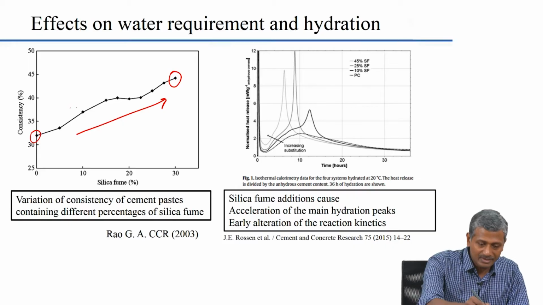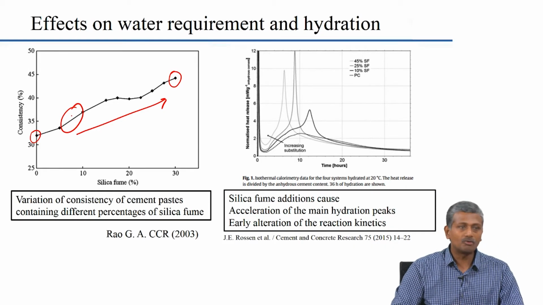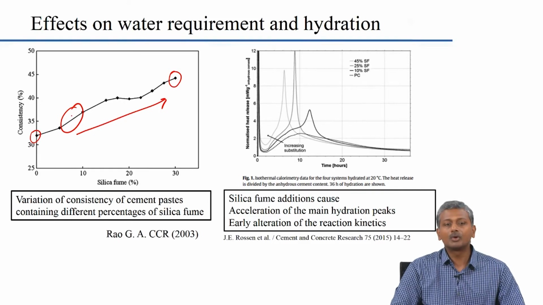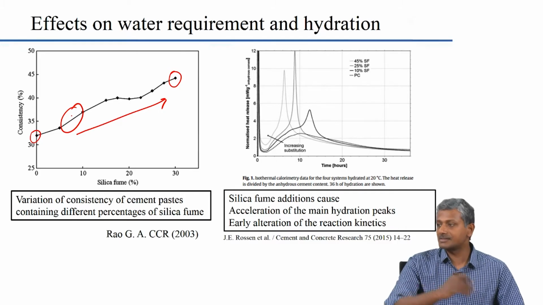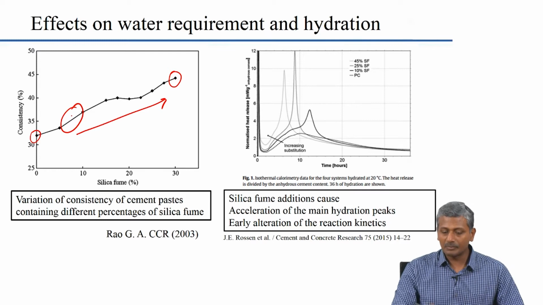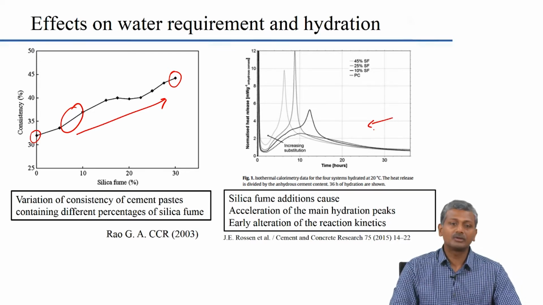We are mostly concerned with this range here, because that is mostly what the replacement level of cement would be, about 5 to 10%. But even there you see a substantial increase in the cohesiveness of your mix, which causes the consistency or water requirement to go up.